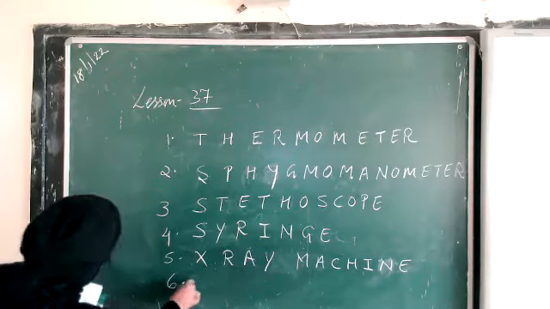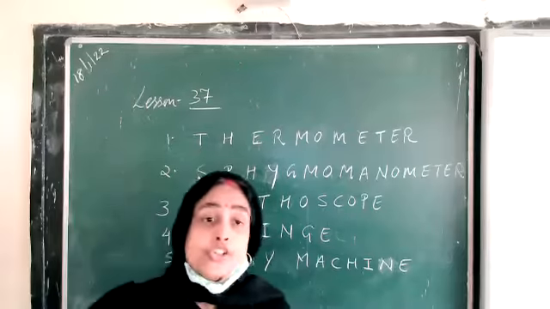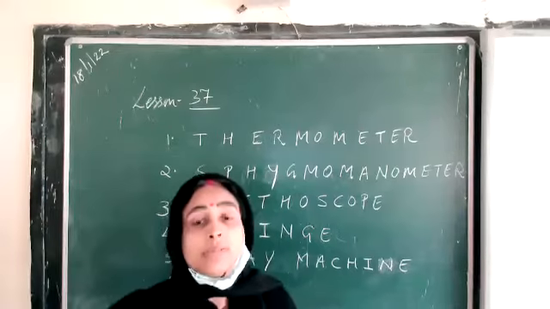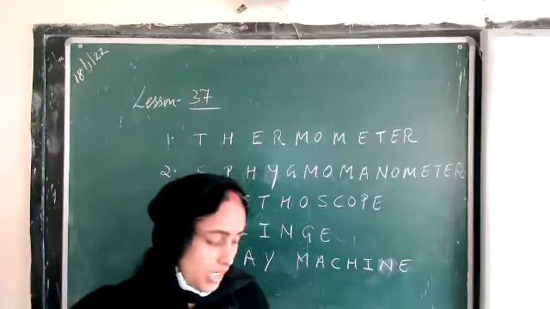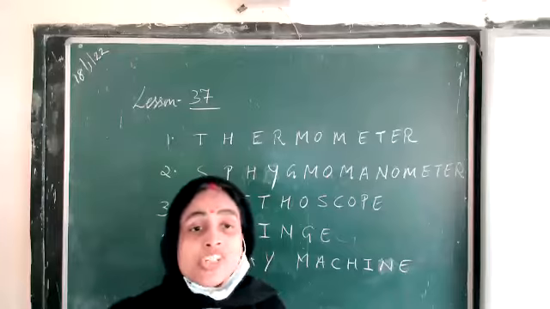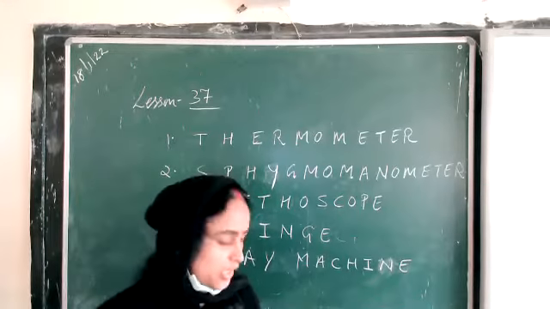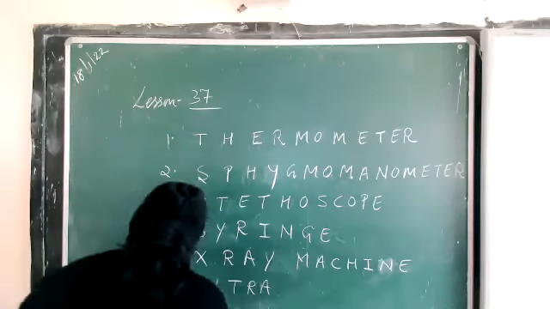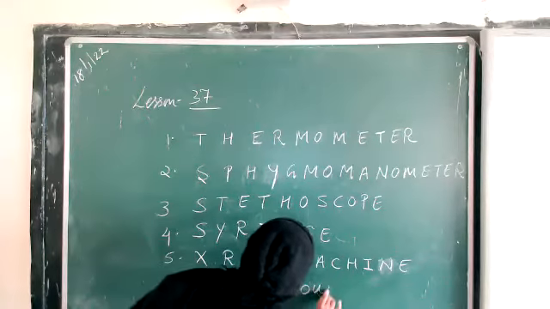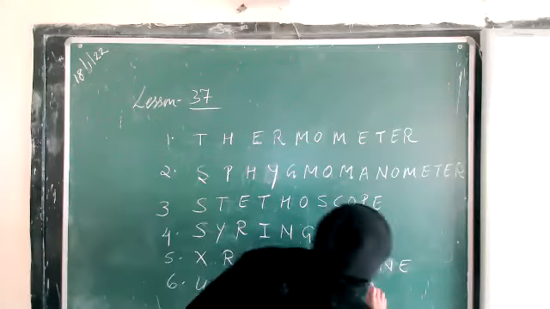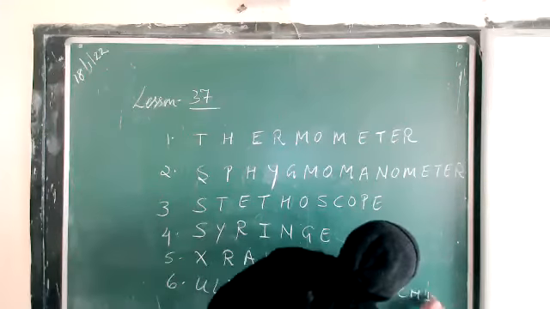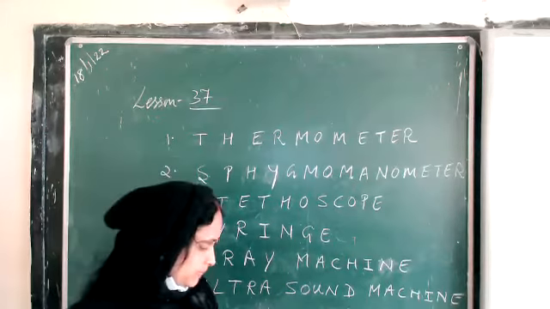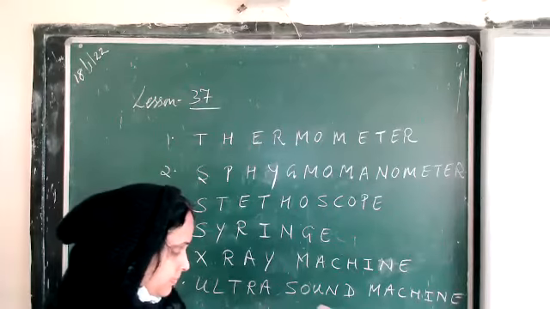Okay, next one. Dash uses sound waves to produce an image of the inside of the body. How do we come to know that? By the ultrasound machine. Ultrasound machine. Okay, so you write ultrasound machine. Okay. Next.